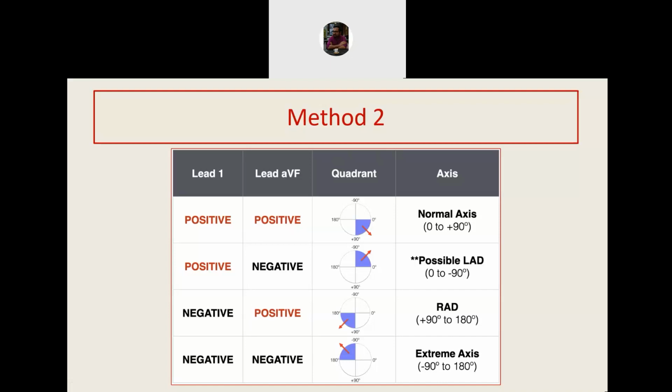But still, is this clear to everyone? Then I will teach you the method which is both easy and accurate. So let us learn one very easy method. I don't know why this method was never taught. Maybe because scientific calculators were not available at the time of Einthoven. So it's a very easy method, and it's not only easy, it's one of the most accurate methods to find out the axis.